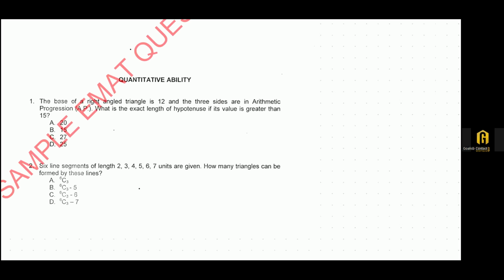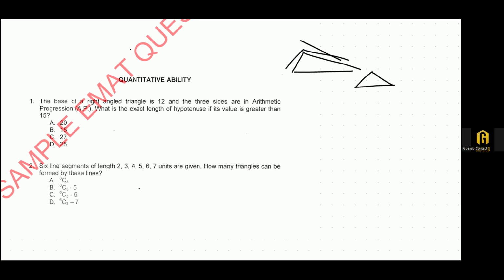Suppose there are three line segments like this. So I can just pick and place this one here, and make it a bit closer to this, and we form a triangle. So we need three line segments to form a triangle. So there are six line segments. So out of six, we have to choose three. We can choose 2, 3, 4. We can choose 2, 3, 5. We can choose 2, 4, 5, like that.